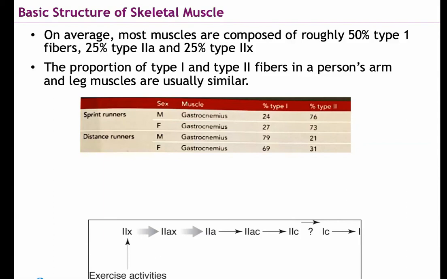Let's look at this picture here. I find this very fascinating. So sprint runners, we have male and female. Gastrocnemius, that's going to be your large calf muscle. Let's look at our sprinters. Our male sprinters and female sprinters have roughly 25% type 1 and 75% type 2. And then we look at our distance runners, males and females. It's completely opposite: 70 to 80% type 1 for our distance runners, and then 20 to 30% type 2. Y'all, that's so fascinating to me.